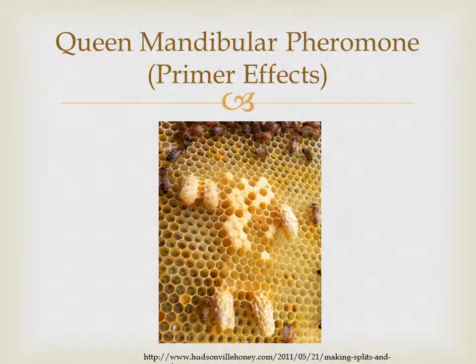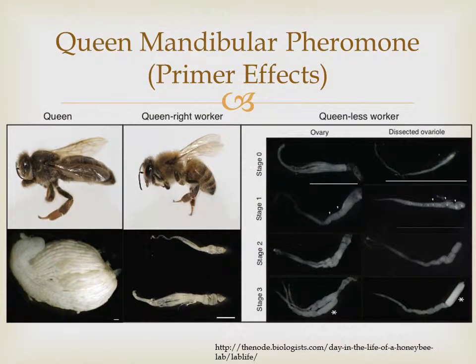It also has an effect by inhibiting queen rearing in the colony. When the levels of QMP drop, the colony begins to rear queens. When QMP levels are high, it can also suppress the ovarial development of the workers.